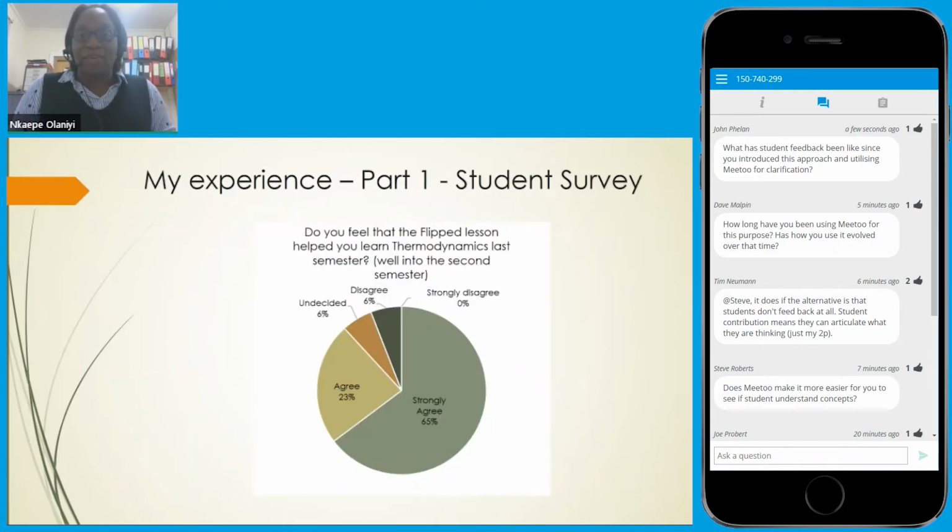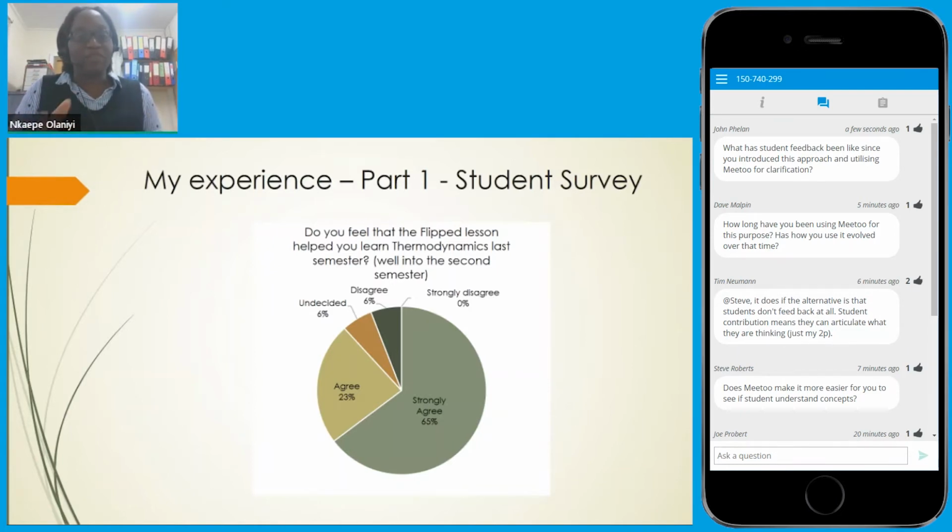Okay, so I did survey the students just to get their own feedback and how well it went. This was the first group, the January 16-17 group. So I surveyed them well into the second semester after they'd had their exam, after they'd got their results, and they were just about to the point where they were more or less forgetting the flipped lesson. So I didn't want them to completely forget.